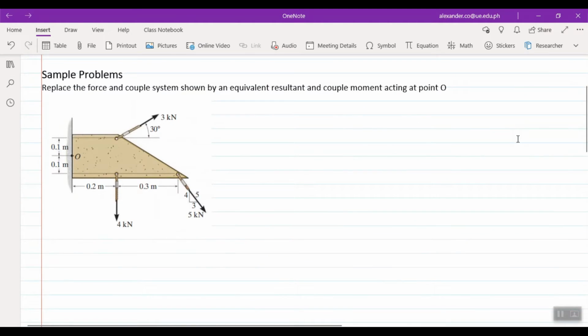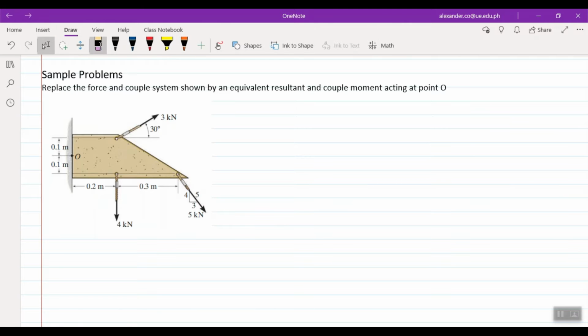Okay, sample problem. So, let's read. Replace the force and couple system shown by an equivalent resultant force and couple moment acting at the point. So the equation we studied earlier says that the summation of forces x, let's start with that first. Summation of all force x should be equal to the resultant force due to x. Everything that's going to the right should be positive. So let's begin here.